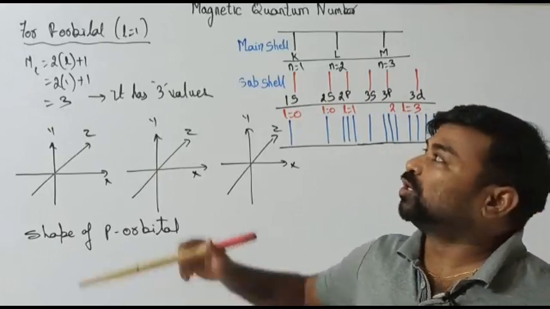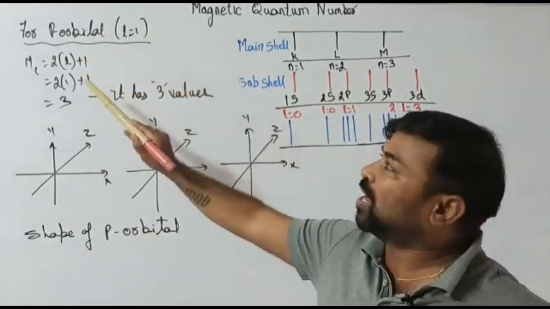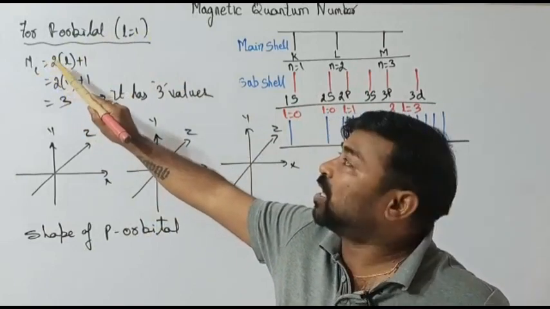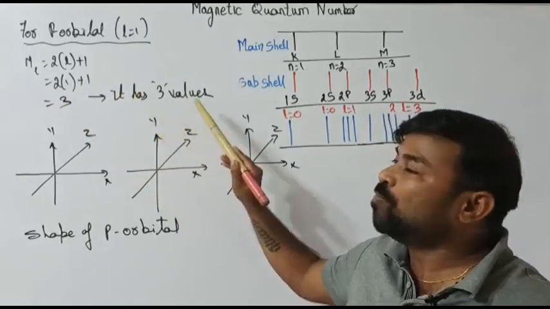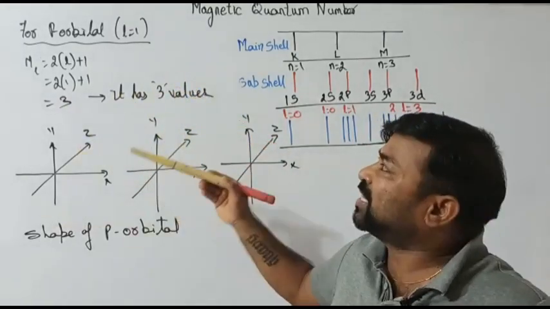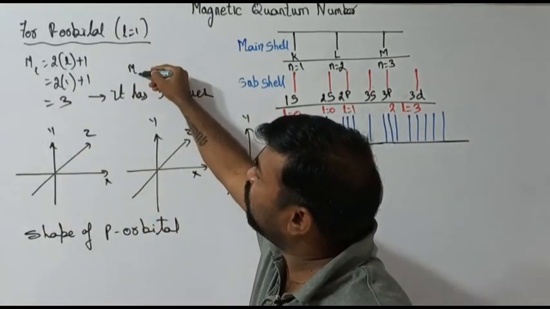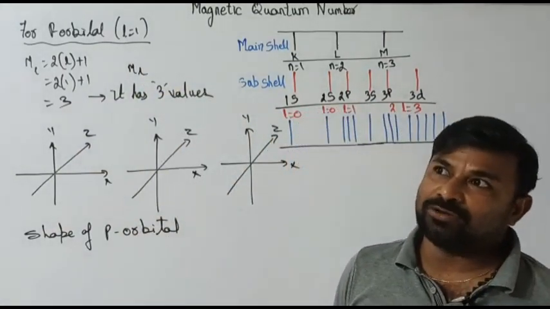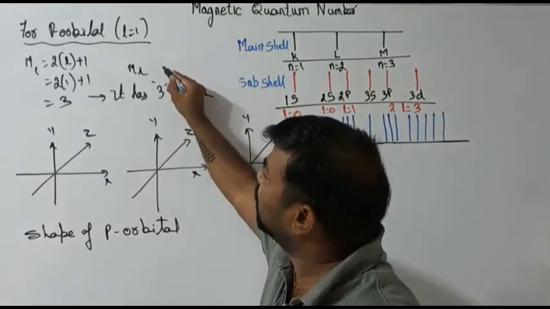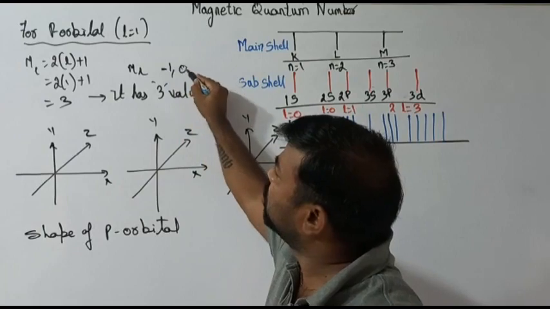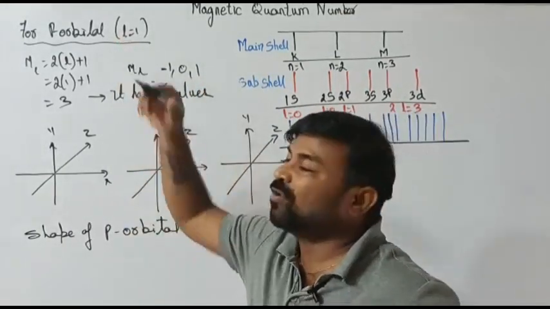Now, if you talk about P orbital, what's the L value? Just now I discussed that L is equal to 1. If you plug the value into the formula 2L plus 1, with L equal to 1, we get 3. So how many ML values are there for P orbital? It has 3 values. What are those values? You have to remember, they are -1, 0 and 1. These are the ML values of P orbital.